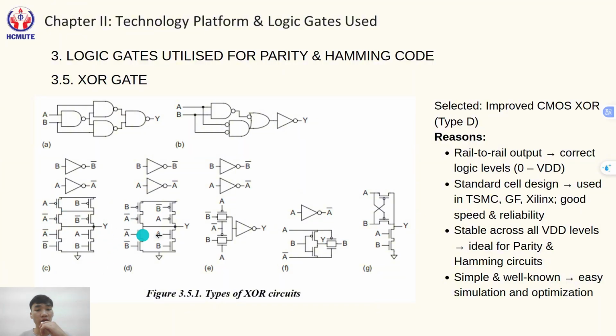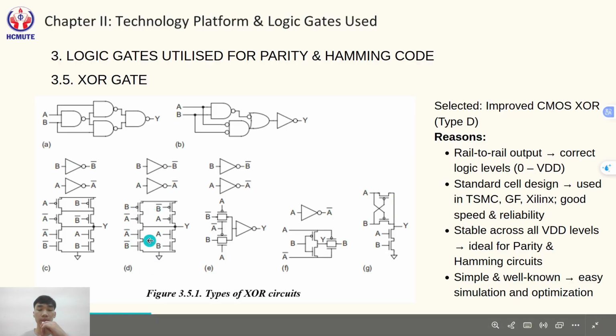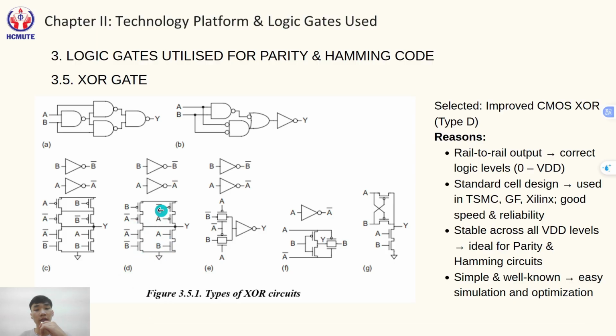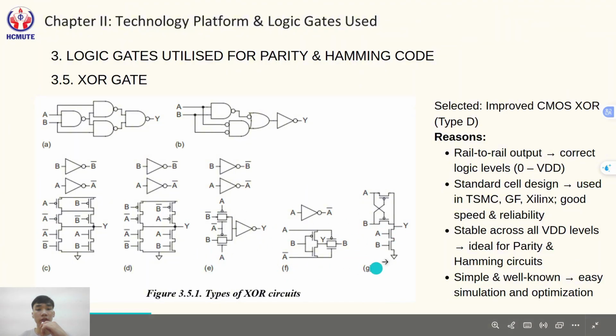This form uses a transistor for PMOS on top and for NMOS at the bottom. In this figure, D is the improved CMOS XOR because it is optimized by removing two contacts compared to figure C. So it has smaller area, faster speed, and is widely used in commercial standard cell libraries. And the rest are some other two-input XOR configurations for reference.